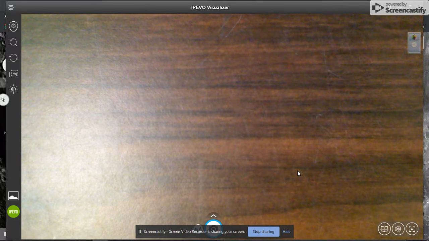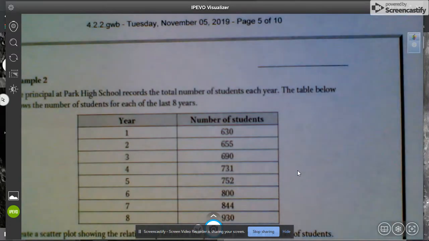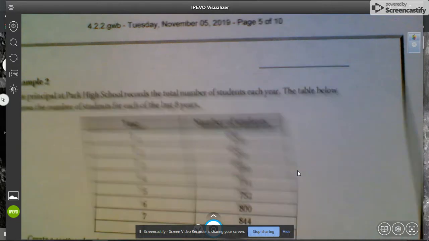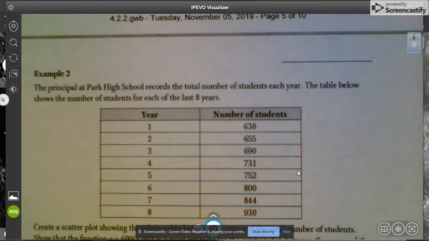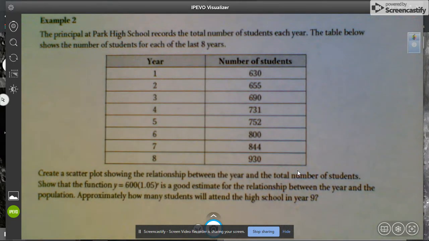All right, so for example, 4.2.2, the second example and the third example. Example 2 says the principal at Park High School records the total number of students each year. The table below shows the number of students for each of the last 8 years. So there's your table. It says create a scatter plot showing the relationship between the year and the total number of students. Show that the function f of x, y equals 600 times 1.05 to the x power is a good estimate for the relationship between the year and the population. Approximately how many students will attend the high school in year 9?